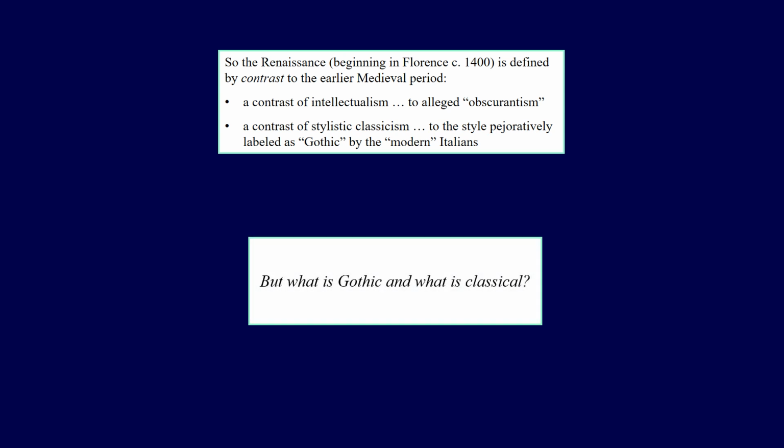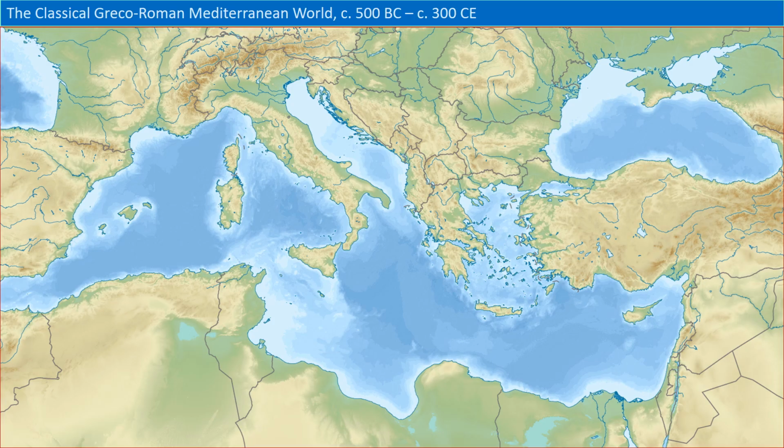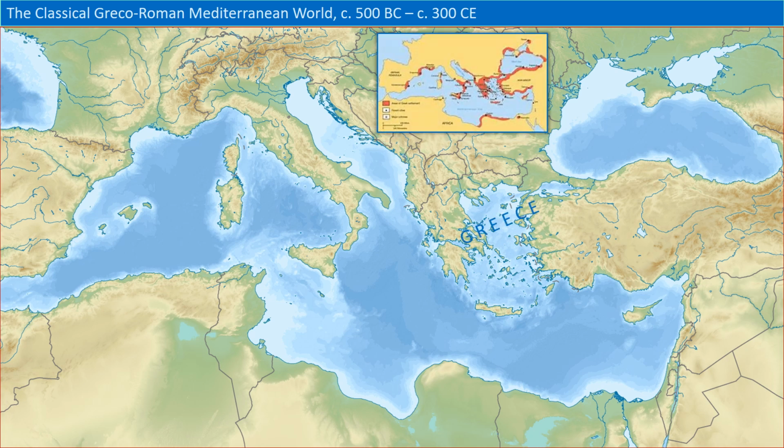But now we have some new questions. What is Gothic and what is classical? To understand the classical, let's start by looking at a map of Europe. The modern national boundaries are indicated, but the Greek peoples did not have a unified nation in the antique period. Instead, they inhabited those parts of the Mediterranean shore highlighted in red on the smaller inset map, although they spread from a homeland that is in today's country of Greece.